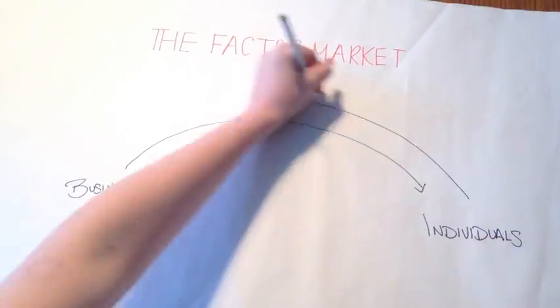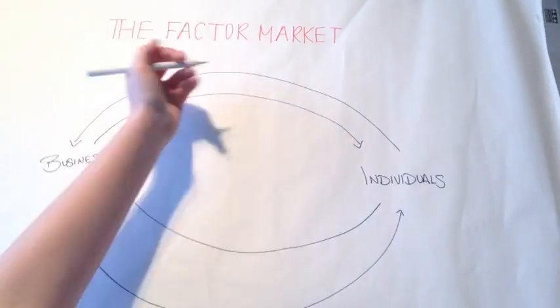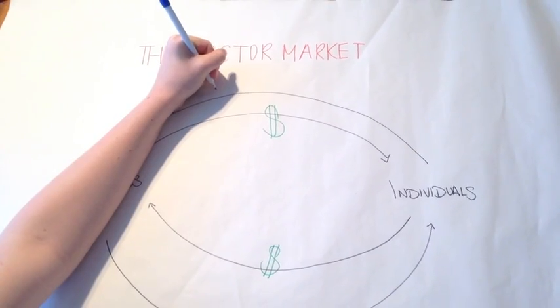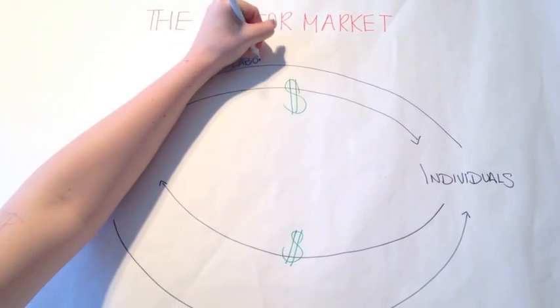Today we'll be talking about the factor market. So let's jump right on in. So this is the circular flow model. On the top is the factor market, and on the bottom is the product market.